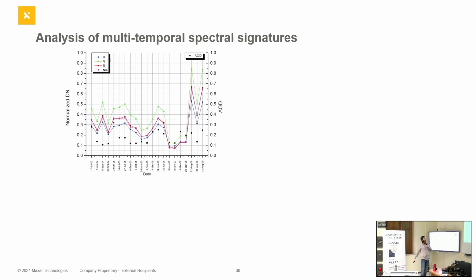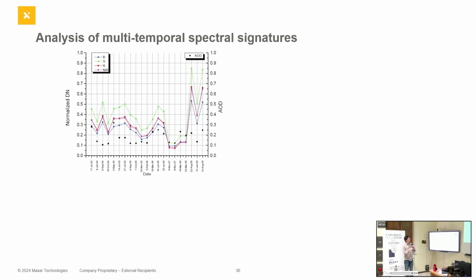What is going on here? Why do we have, so this is a time series over the same object. What is going on here? Why do you have these huge, huge variations? Normalized DN is basically a DN divided by the maximum number, so everything is between 0 and 1.